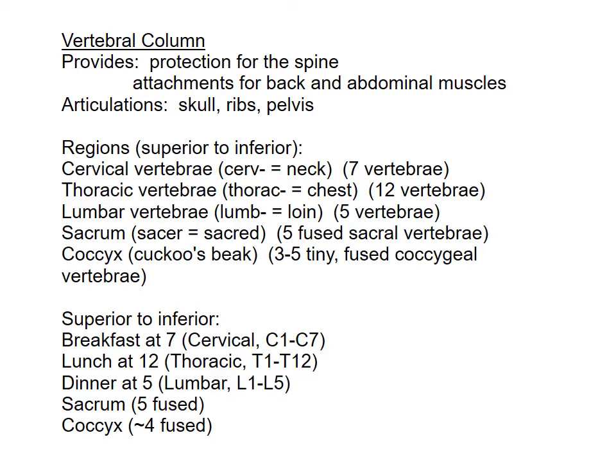So the cervical region has 7 vertebrae, and they're abbreviated C1 through C7. Lunch at 12, you have thoracic region, that's abbreviated T1 through T12. And dinner at 5, you have 5 lumbar vertebrae, L1 through L5. Then there's 5 fused vertebrae in the sacrum, and there's 3 to 5 fused for the coccyx, or the coccygeal region. Next slide.